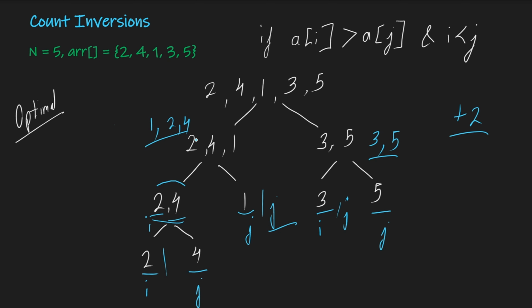Now for this pair and this pair, we will start from here, i and j. a of i is not greater than a of j. So we will put 1 here. i will come to the next place. 2 is not greater than 3. So we will put 2 here and i will go to the next place. 4 is greater than 3. Now we will count how many places are there after i and including i. There is only one, so the inversion count increases by 1.